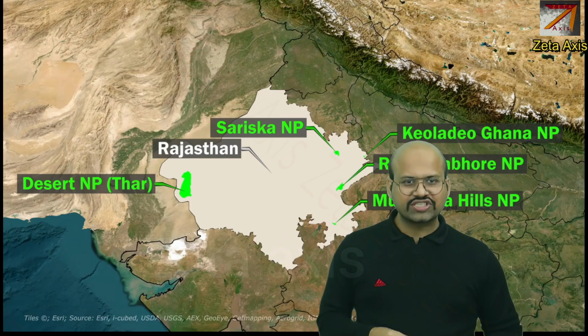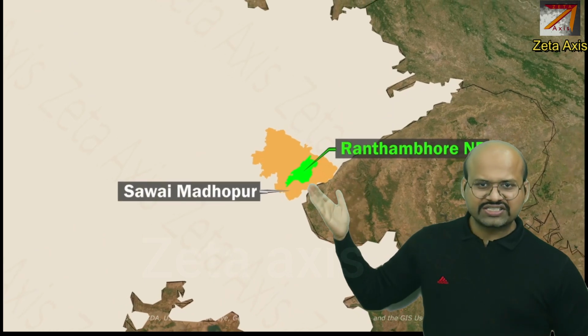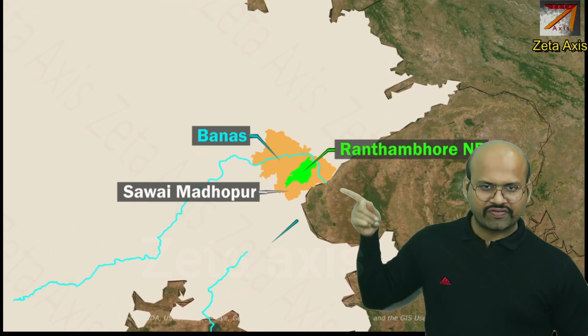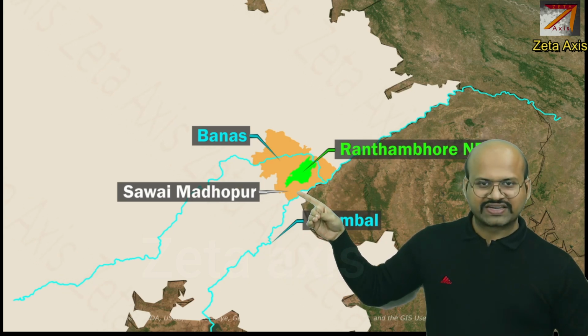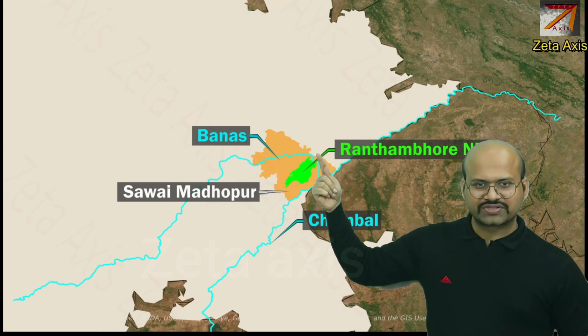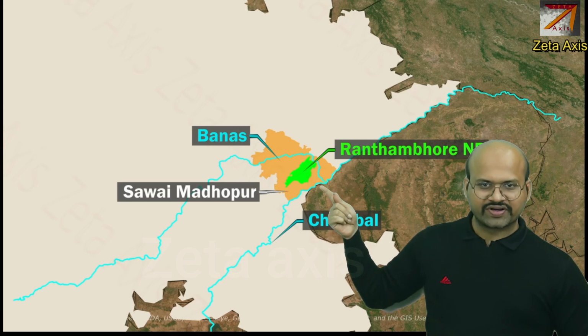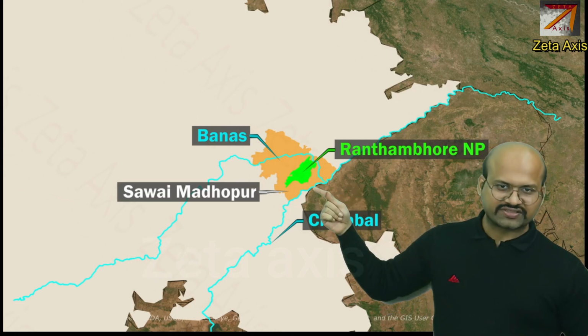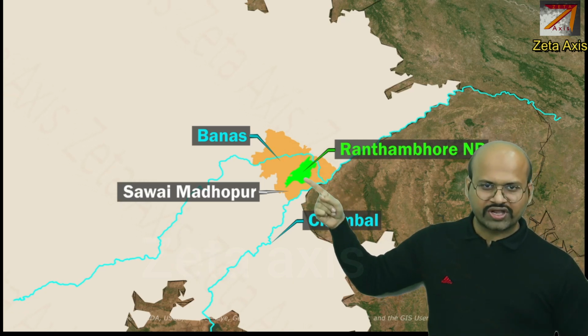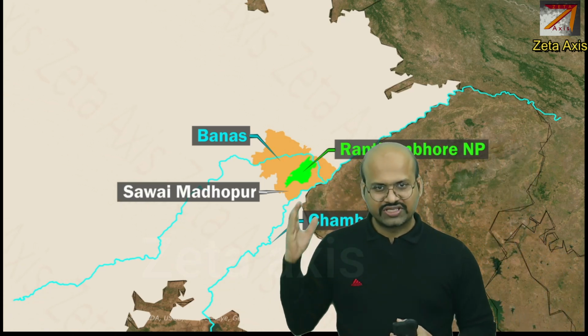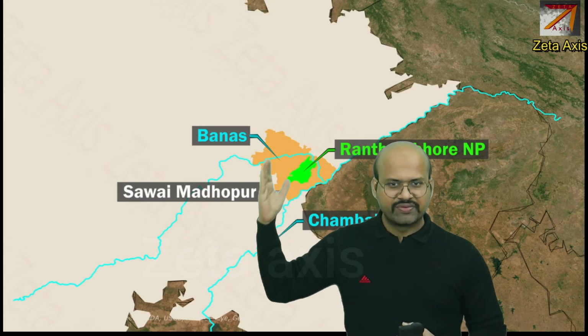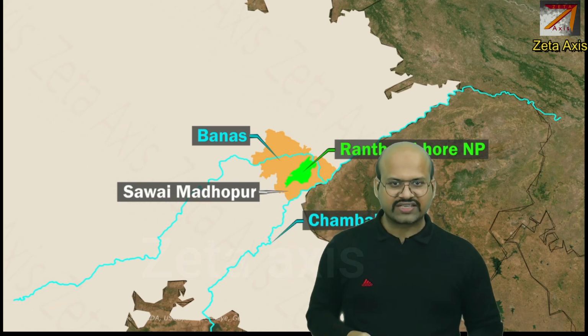If you look at the location of Ranthambore National Park, we can see that it is located on the eastern side of Rajasthan on the border of Madhya Pradesh. It is located in Sawai Madhopur district of Rajasthan and the Banas river forms the northern margin while the Chambal river forms the southern margin. Both of these rivers meet in the Ranthambore National Park. This is basically the core area, while the national park generally has a core area and a buffer area. So these rivers meet in the buffer zone of Ranthambore National Park.